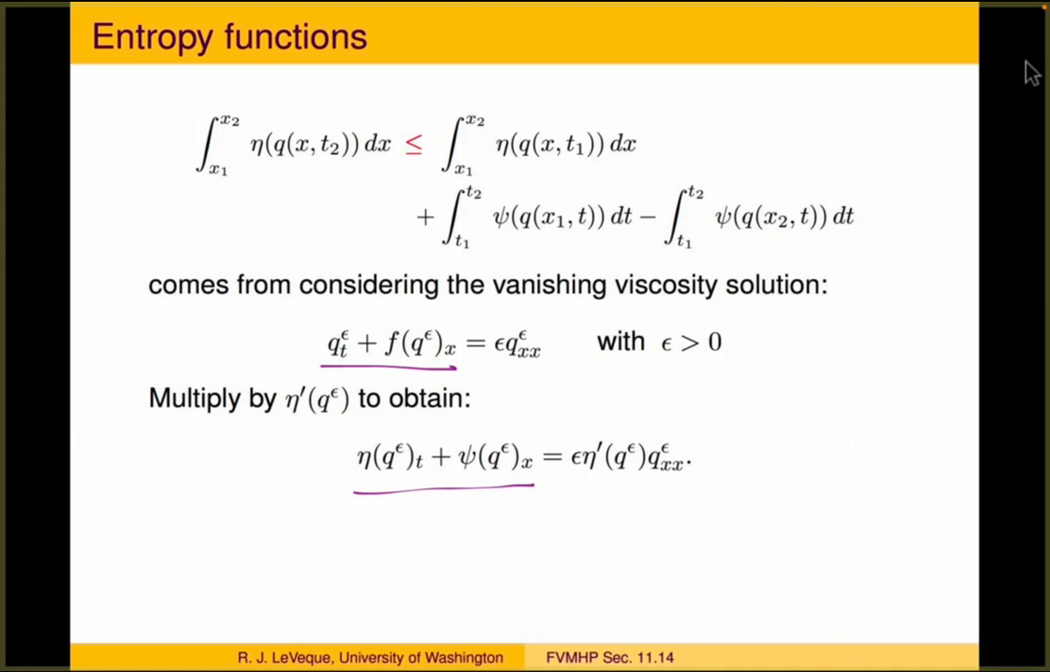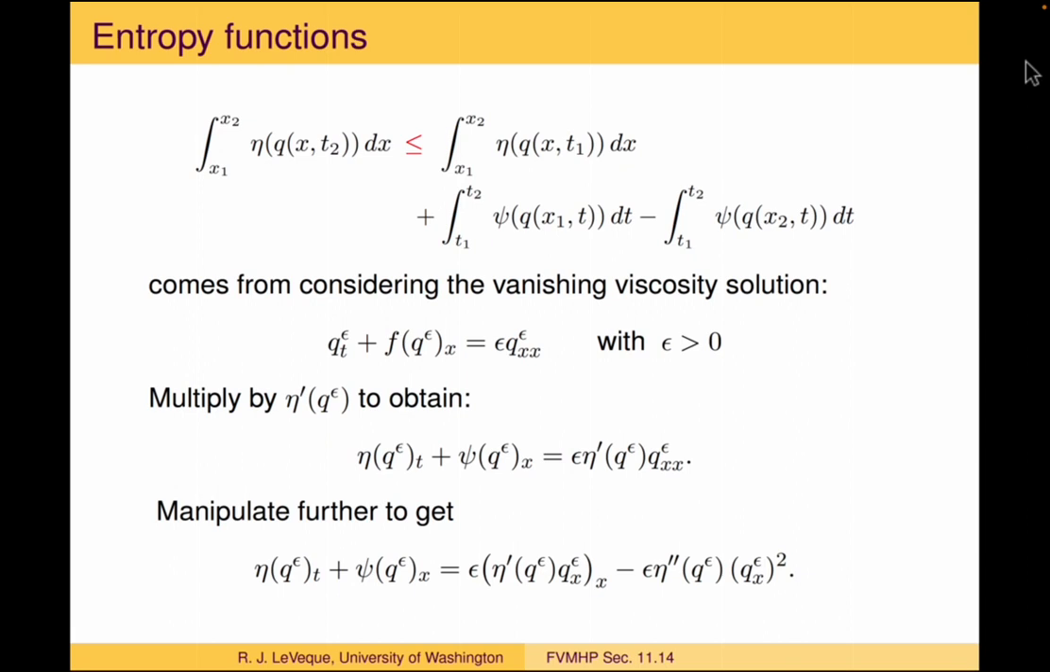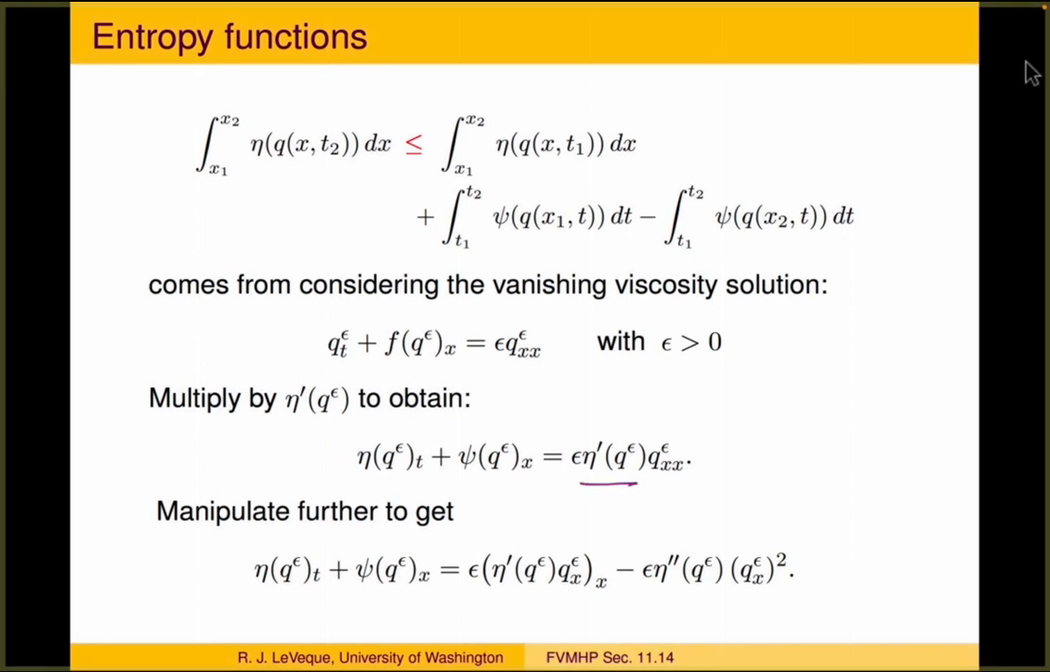But what's different now is instead of 0, we've also got this right-hand side, which we've multiplied by eta prime, and so we get something on the right-hand side here. And now I'm going to rewrite that a little bit. We've got eta prime times q epsilon xx, and what I've done here is just move that eta prime inside one of those x derivatives. So I introduced an error that gets fixed up here by subtracting off eta double prime times q epsilon x, multiplying the q epsilon x, so we get a q epsilon x squared there.